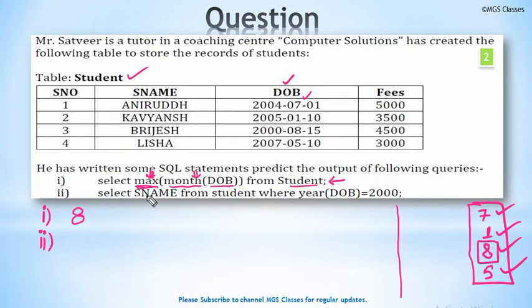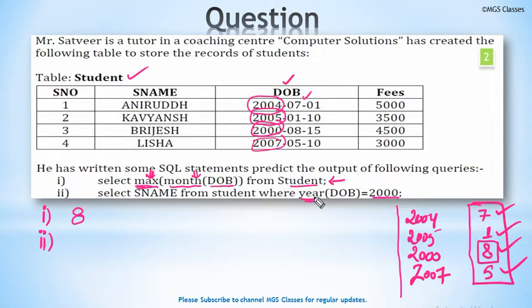Now the second portion is this. Select S name from student where year of DOB is 2000. First of all, you need to apply this year function. What will the year function do? The function will extract these years. Okay, these are the years in the date. So it will extract 2004, it will extract 2005, it will extract 2000, and it will extract 2007.